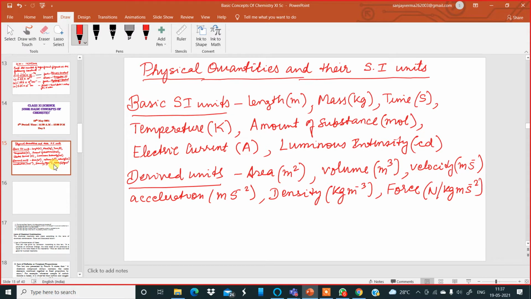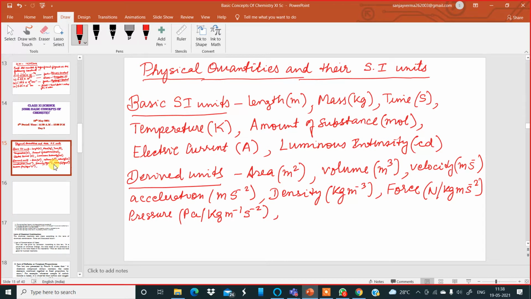After force we can have pressure also. For pressure, the SI unit symbol is Pascal. Have you heard of Pascal? And the unit is kg per meter per second square. That is for pressure.